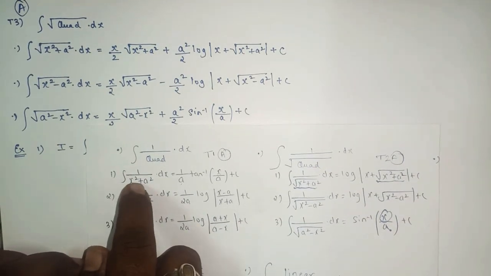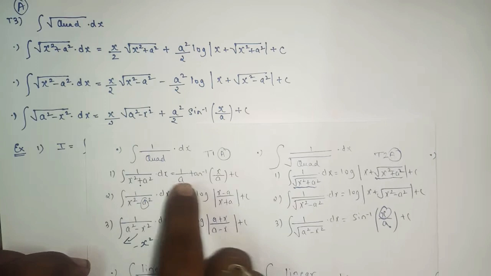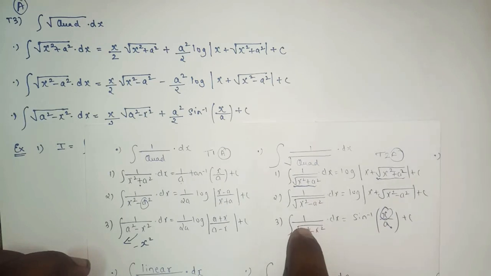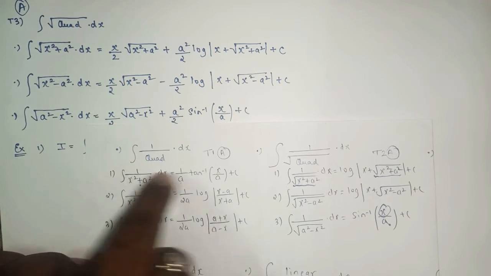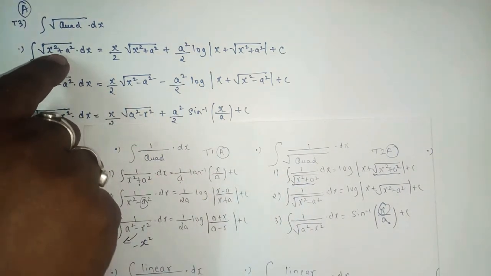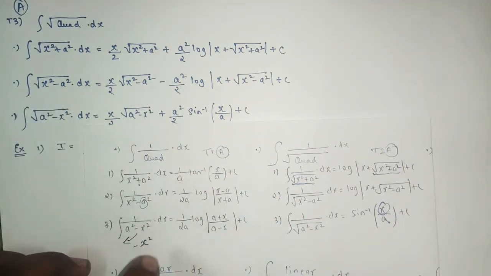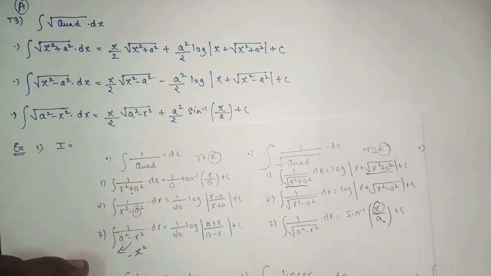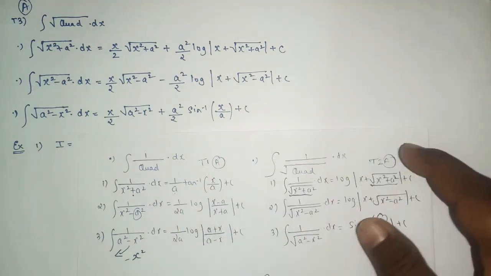Here it is 1 upon x square plus a square, 1 upon x square minus a square, and 1 upon a square minus x square. Here also it is 1 upon root x square plus a square, 1 upon root x square minus a square, 1 upon root a square minus x square. Clearly you can see x square plus a square, x square plus a square, x square plus a square, it is there. Then x square minus a square three times, and a square minus x square three times. For all three types there are three formulas. Okay, just the change is what? The right hand side section, that's the answer.